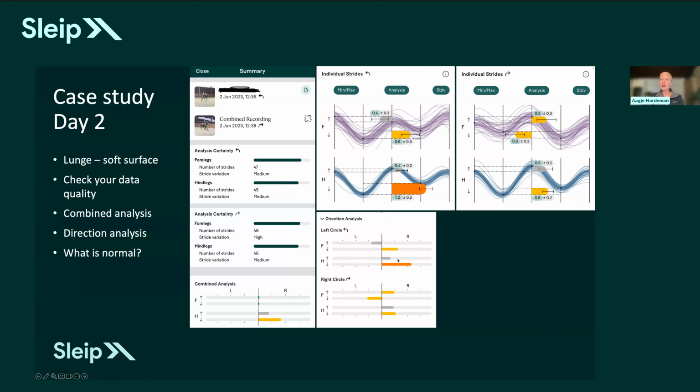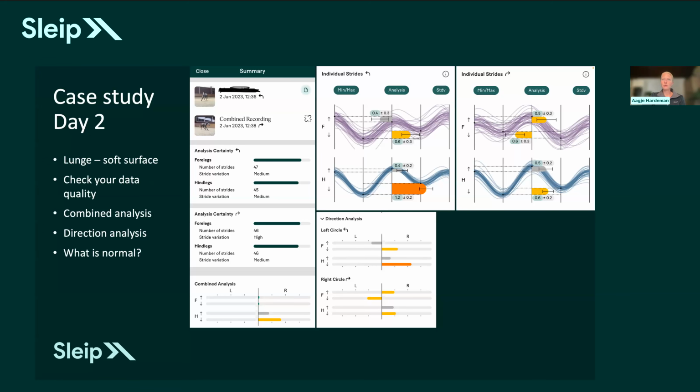And then when we look at the hind limbs, this is what we already saw on the straight line as well. There we saw a right hind asymmetry, and it actually is visible in here on the circles as well. But these patterns in the front are very important to keep in mind. Don't only look at the combined analysis, but look at the directional analysis as well. And you can quantify it again, of course, in here when you look at the stride split.